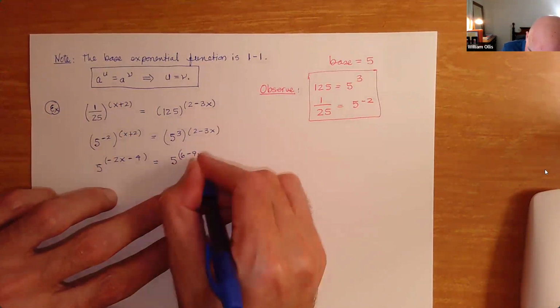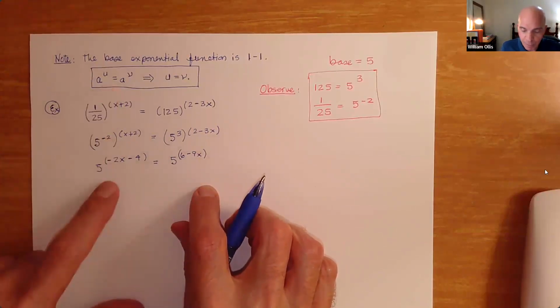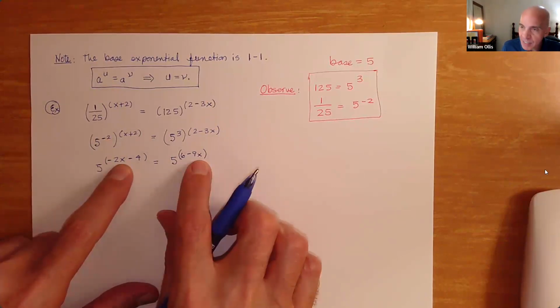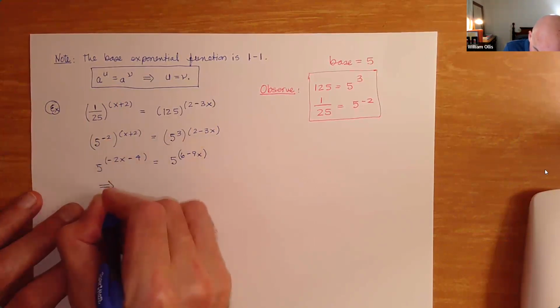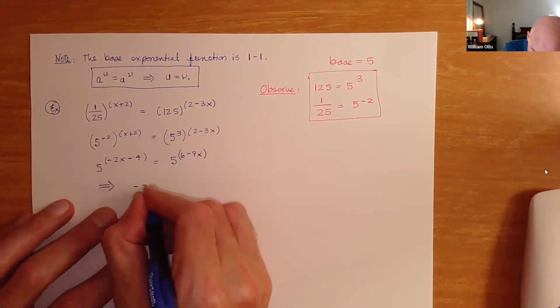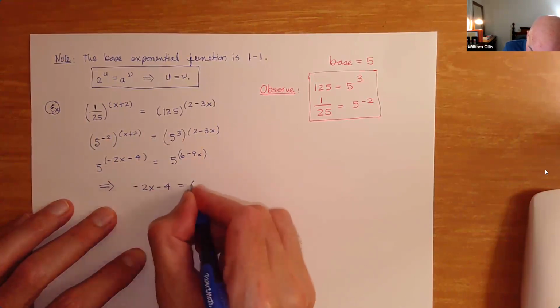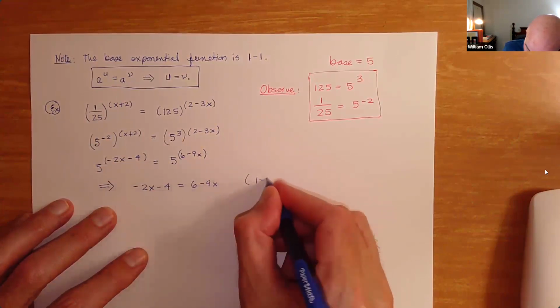So when we look at this, we now see that we have the 1-to-1 property perfectly set up. We have the bases aligned, and then we can set the powers equal. So now we can use 1-to-1. So this says -2x minus 4 equals 6 minus 9x. So I'll write this to the side, 1-to-1 property.